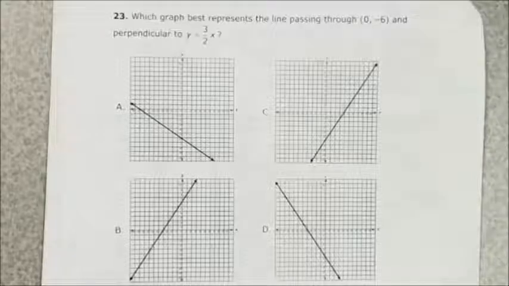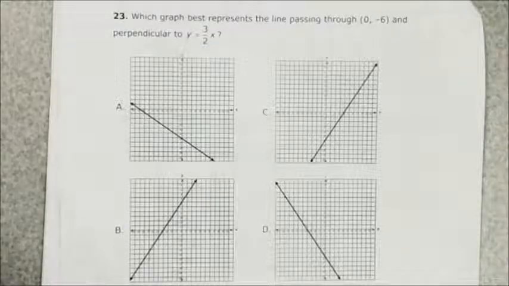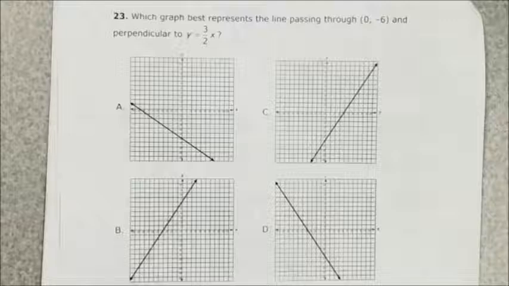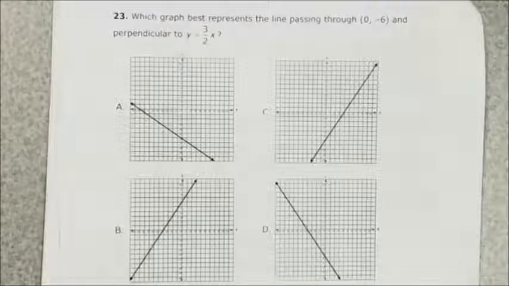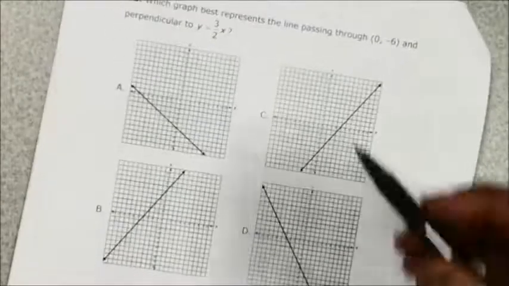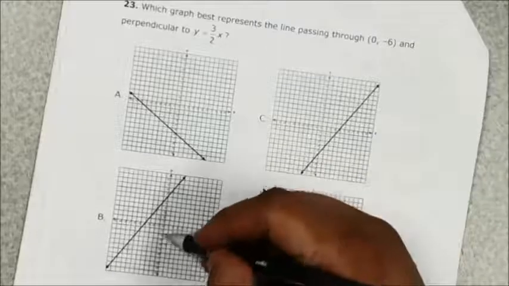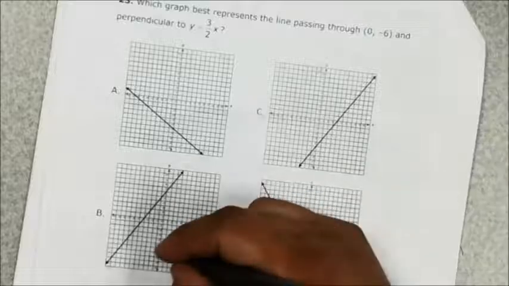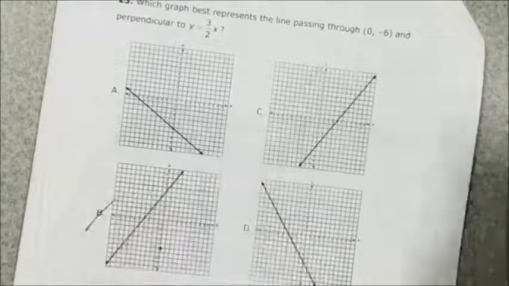All right, for number 23, it says which graph best represents the line passing through the point (0, -6) and is perpendicular to the line y equals 3/2 x. The first thing to check, since it is a multiple choice question, is whether the graph goes through the point (0, -6). If I look at these, the only one that doesn't go through that is B. (0, -6) would be down here. B doesn't, so I can take that out.